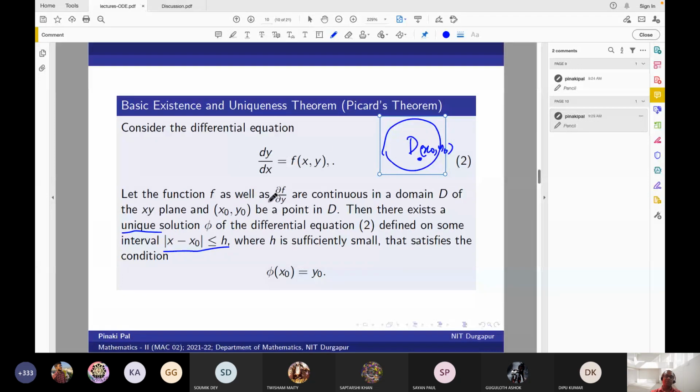We don't have a proof of this theorem here. Yes, please repeat. Sir, what is phi here? Phi is the solution. Existence of a solution of this differential equation is guaranteed. It is an explicit solution, which will pass through the point (x0, y0). That means it will satisfy this condition.